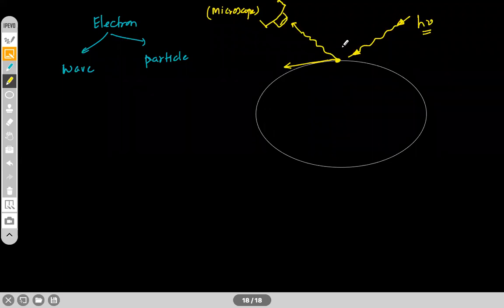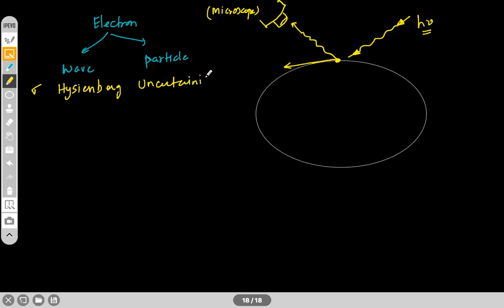So what happens here, after this, we came to this conclusion that the exact position and momentum, meaning the velocity, of an electron is difficult to measure simultaneously. If you try to measure position, its momentum will be changed. If you try to measure momentum, its position will be changed. This is given by a scientist called Heisenberg, and we call this rule the Heisenberg uncertainty principle. Write down the principle.